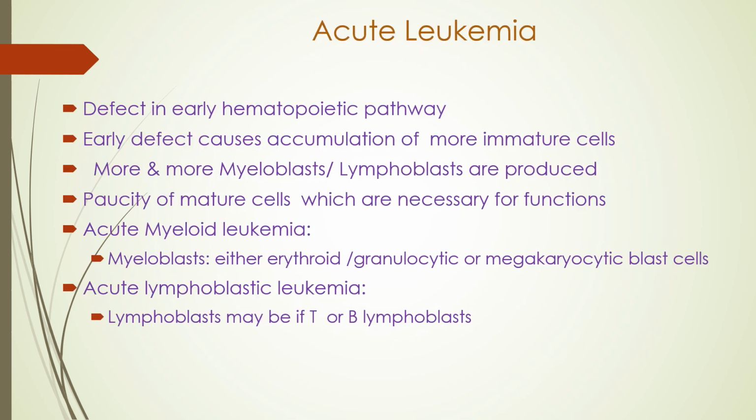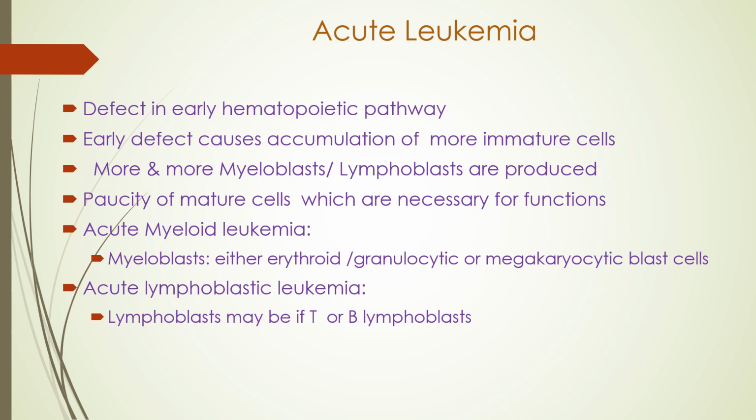Let us revise acute leukemia, which we have already discussed, in slightly a bit more detail. As we know, there is a defect in the early hematopoietic pathway. Due to this defect, there is accumulation of highly immature cells. The highly immature cells are the blast cell, myeloblast in AML and lymphoblast in ALL. Due to the increased production of these abnormal cells, the function of the bone marrow is compromised. Now, the cells are not matured. When the cells are not matured, normal cells are not produced. So there is a paucity of the production of the mature cells. These mature cells are very important for the normal functioning of the body.